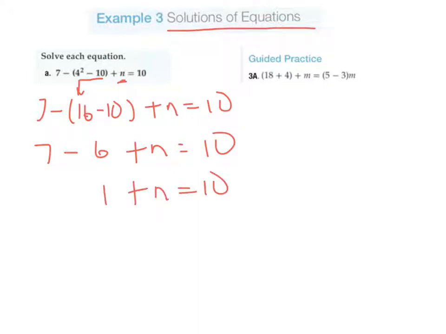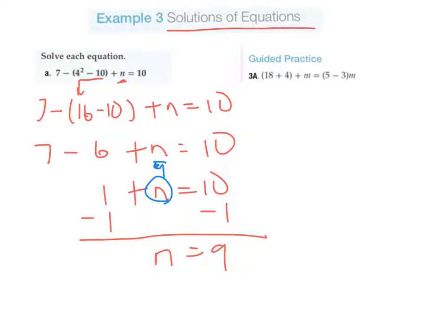Now, if you can tell what the answer is from here, you can solve it. The other way is to take this 1 and subtract it, because it's a positive, and we make it negative. And by doing that, we get n equals 9, which some of you could have looked right here and seen that 9 plus 1 equals 10. So you can plug in numbers, or you can solve by finishing it off by getting the letter by itself.